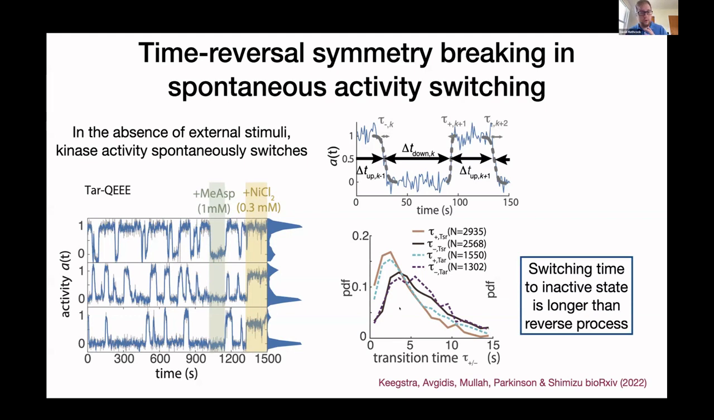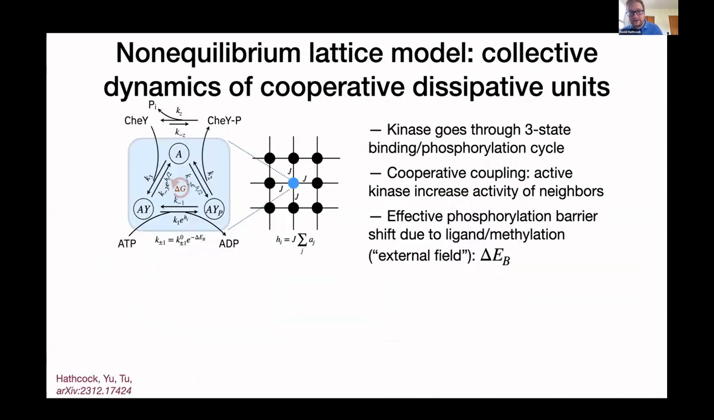You can show quite generally that if detailed balance is satisfied by the underlying dynamics, these switching timescales should be identical. So again, this is a signature of the underlying dissipation in the system. So what we've done to understand this behavior is to build a non-equilibrium lattice model to try to reproduce this asymmetric switching. Here the nodes in the lattice represent what's called a core unit of the chemosensory array, involving several receptors and a kinase, which is the enzyme that does the phosphorylation reaction. And of course, this kinase is going through a non-equilibrium cycle that involves binding and phosphorylation of CheY, the messenger protein.